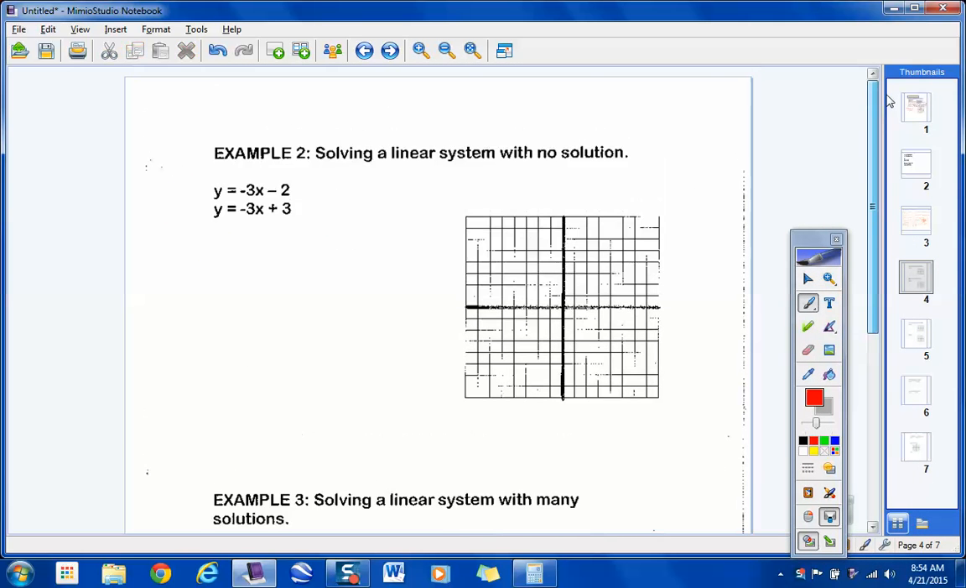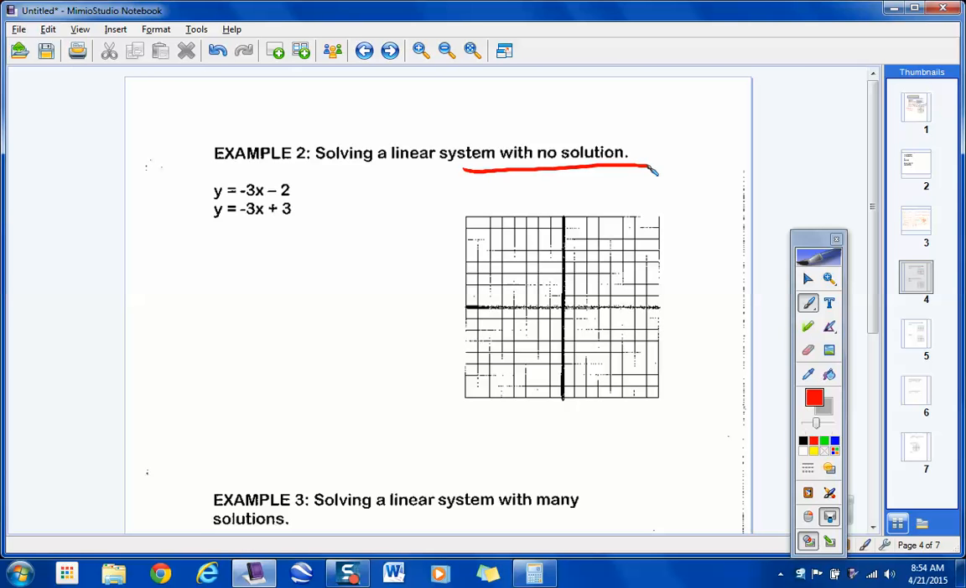I like this example. First of all, notice what's going on here. Every time you start these problems, you always want to ask yourself if you're in function form or slope-intercept form. Is y alone in both equations? Yeah. This says solving a linear equation with what here? With no solution. Let's check out what's going on.